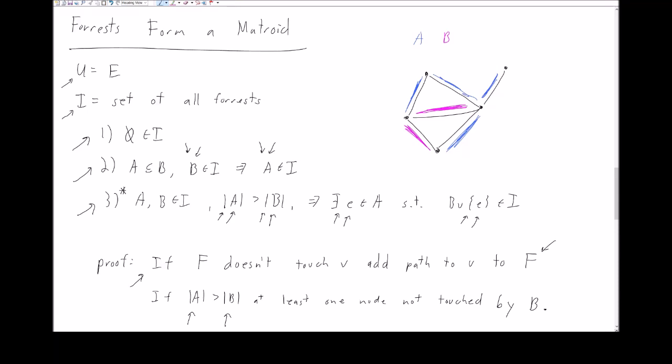To see how this works, we have a small example of two forests. In this case, both forests are trees. The forest A has more edges than the forest B, so we can find some edge to add to B, and it will retain the forest property. In this case, we're going to look for a vertex that B doesn't touch. We'll circle this one in green. We can then add the path from the forest B to this vertex, and B remains a forest.